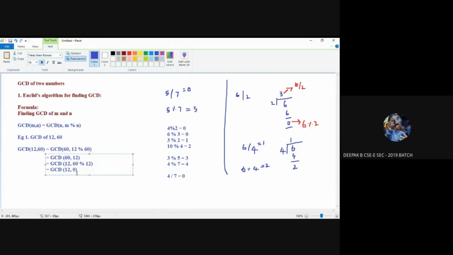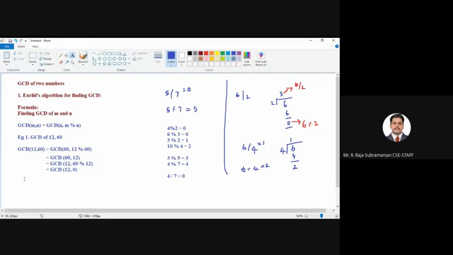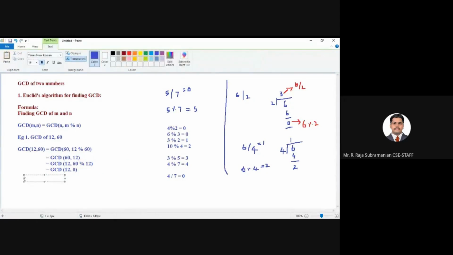Now the stopping point: how many times do I need to proceed? If n becomes 0, return the m as GCD. So what is GCD of 12 comma 60 now? My n becomes 0 and the corresponding m value at the time is 12. So my GCD becomes 12.